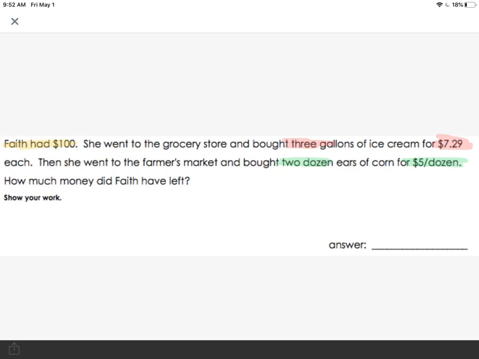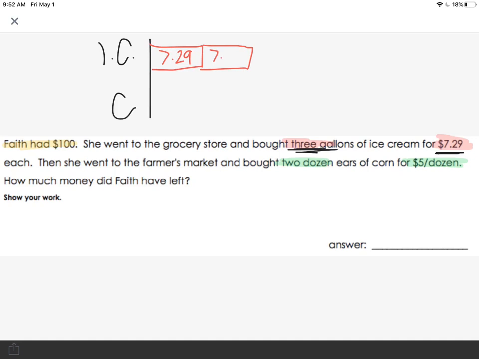I think this time I'm gonna draw a tape diagram because that always helps me think about what exactly I have. So how much did she spend on ice cream and how much did she spend on corn? I'm gonna do IC for ice cream and C for corn. So for ice cream, I know she bought 3 gallons for $7.29 each. So 1 gallon cost $7.29. The second gallon cost $7.29. And the third gallon also cost $7.29.